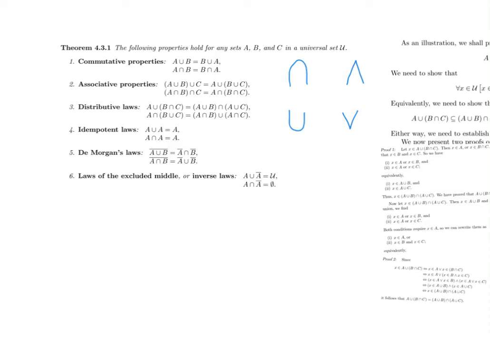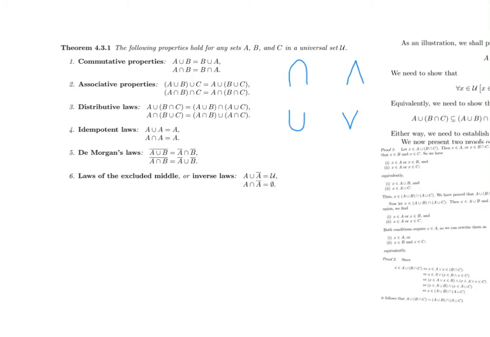It's really important to get the exact connection between these pairs of symbols, and we'll get into that later in this series of videos. Distributive laws, you'll notice they involve a mixture of union and intersection, just like the distributive laws for symbolic logic. The idempotent laws: A union A is A, A intersect A is A.